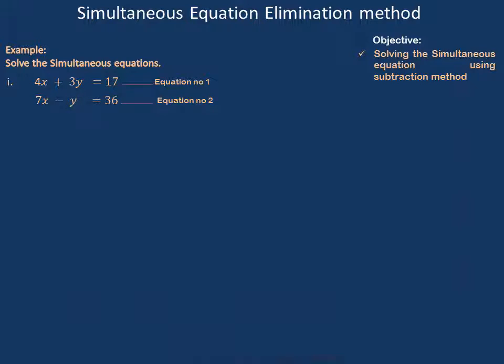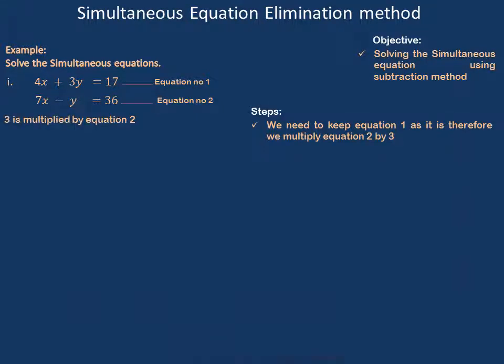Now if you observe closely, you're going to find that it is possible to increase the y value in equation number 2 to 3. Then we can eliminate basically 3y with minus 3y, plus 3y with minus 3y, and to do that we will have to multiply the whole equation 2 by 3.